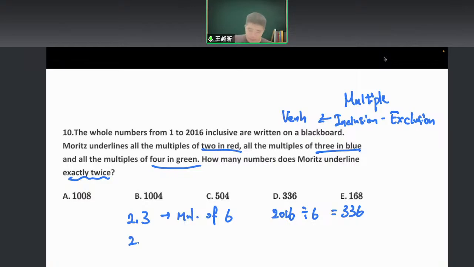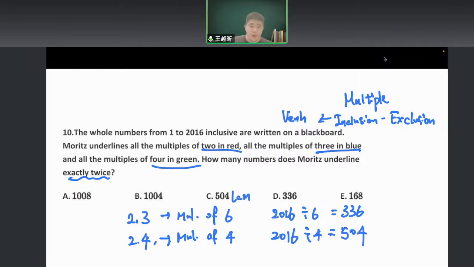Then we move on to find the numbers underlined both for 2 and 4. If a number is both a multiple of 2 and a multiple of 4, that means it's a multiple of 4. We find the least common multiple. So let's find how many multiples of 4 we have in 2016 numbers. So divide by 4, and this should go to 504.